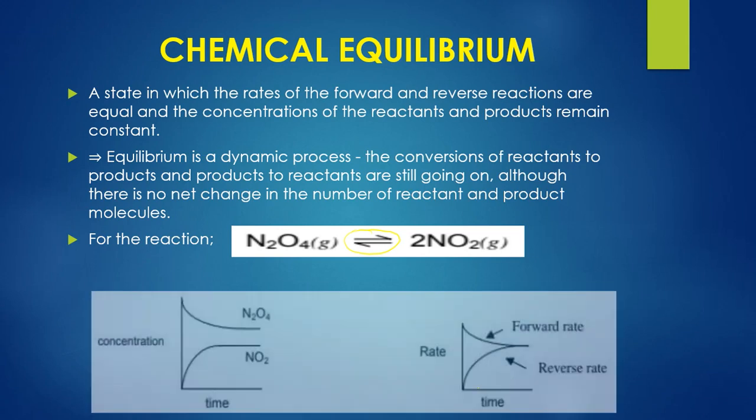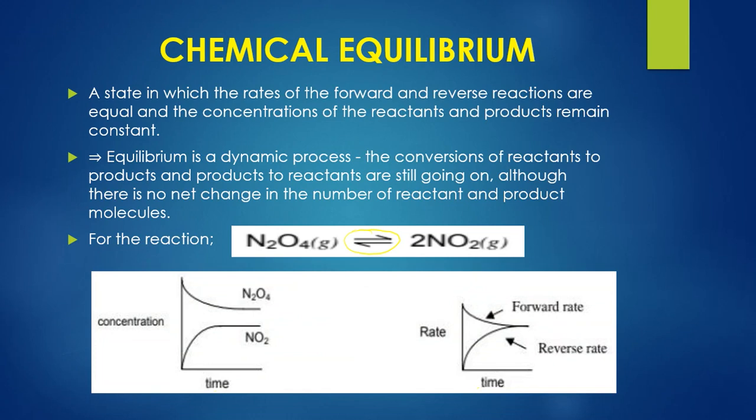And then we can have these two graphs that will help us understand what I'm explaining. In this first graph, we have concentration plotted against time. You are seeing nitrogen tetraoxide decreasing with time in order to form nitrogen dioxide, which is increasing with time. And then here we are having rate plotted against time. We are having the forward rate and the reverse rate. As you can see here, these two are meeting here, meaning this reaction is at equilibrium.